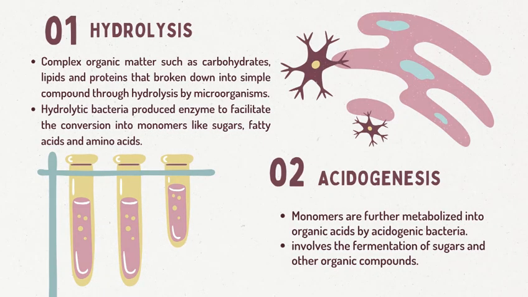Hydrolysis is where complex organic matter such as carbohydrates, lipids, and protein is broken down into simple compounds by microorganisms. Hydrolytic bacteria produce enzymes to facilitate the conversion into monomers like sugar, fatty acids, and amino acids. Second, acidogenesis. Monomers are further metabolized into organic acids by acidogenic bacteria. It involves the fermentation of sugar and other organic compounds.